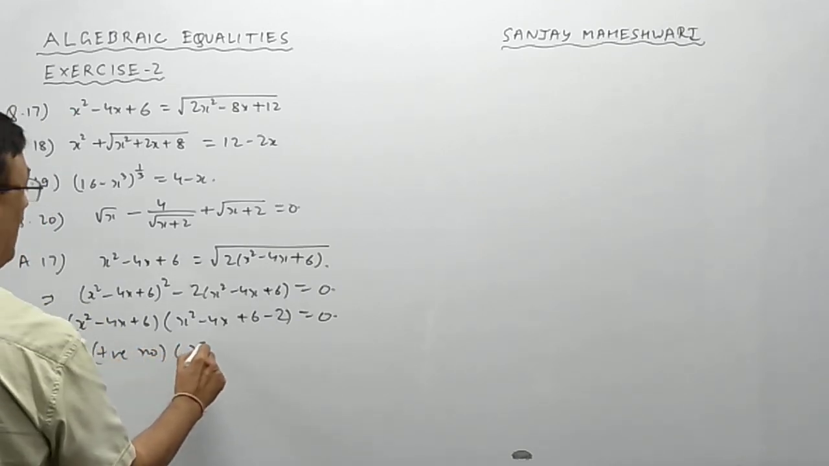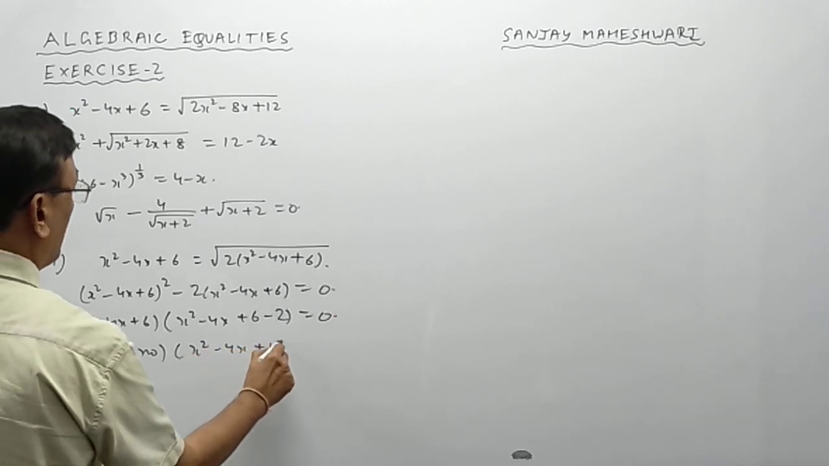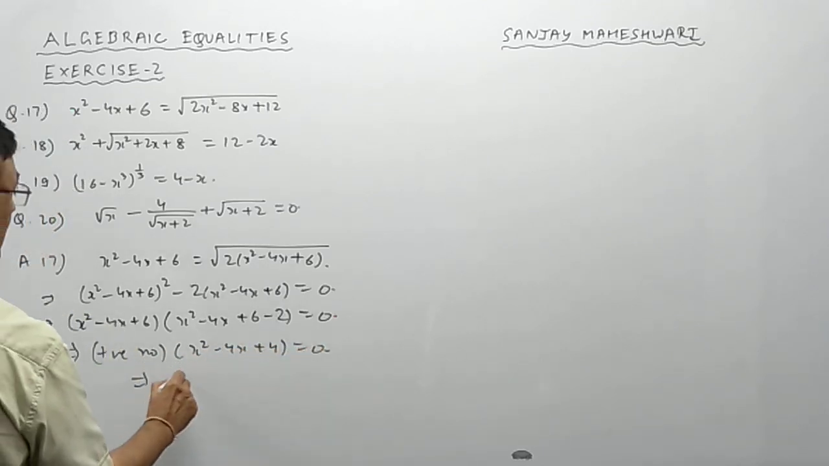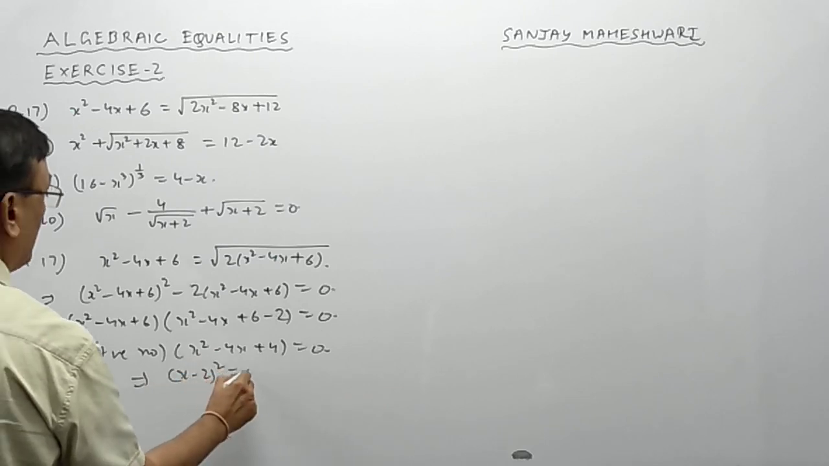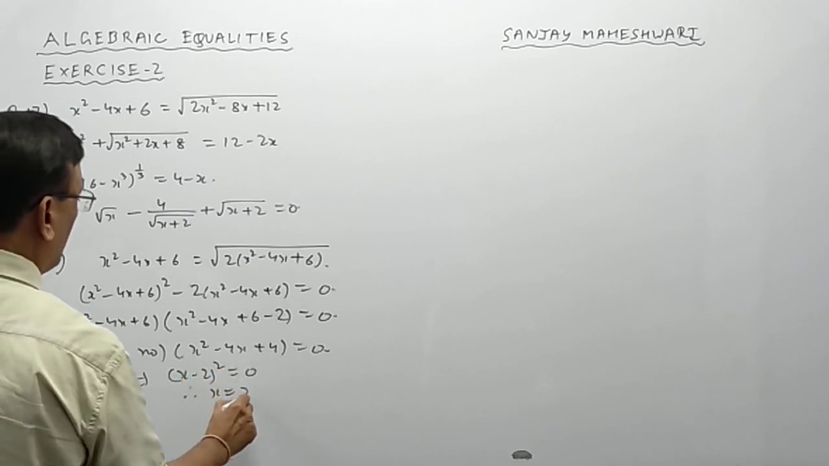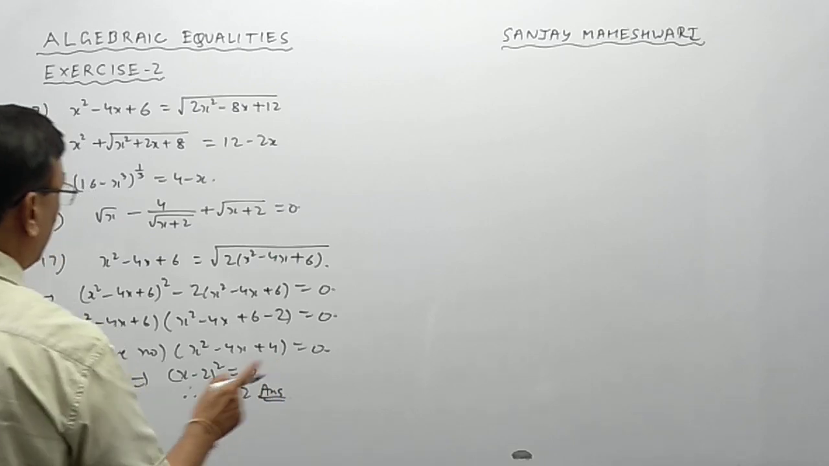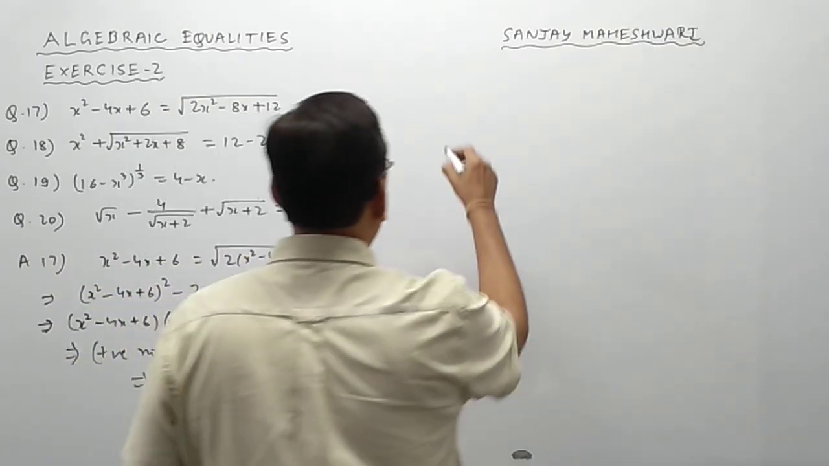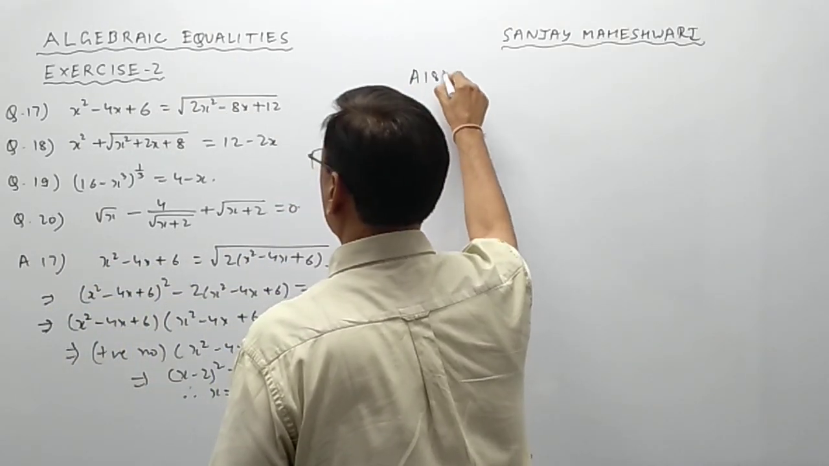And this is x square minus 4x plus 4 is equal to 0. So this can be removed from the equality. This is x minus 2 whole square is equal to 0. Therefore x equal to 2 is the answer. This is the only answer that we are getting. So we will move on to question number 18.